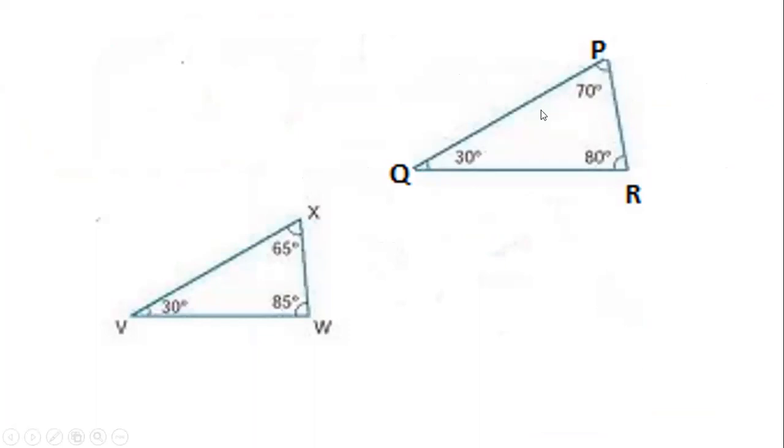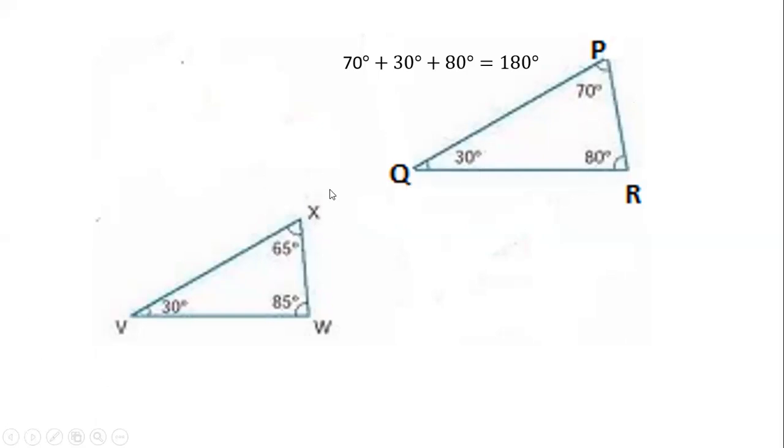We said that in any triangle we have 3 angles. If I add the measure of the first angle plus the measure of the second angle plus the measure of the third angle, the sum of the 3 measures should always be 180 degrees. So if we add 70 degrees plus 30 degrees plus 80 degrees, we get 180 degrees. The name of this triangle is PQR. Yes, the sides are PQ, PR, and QR.